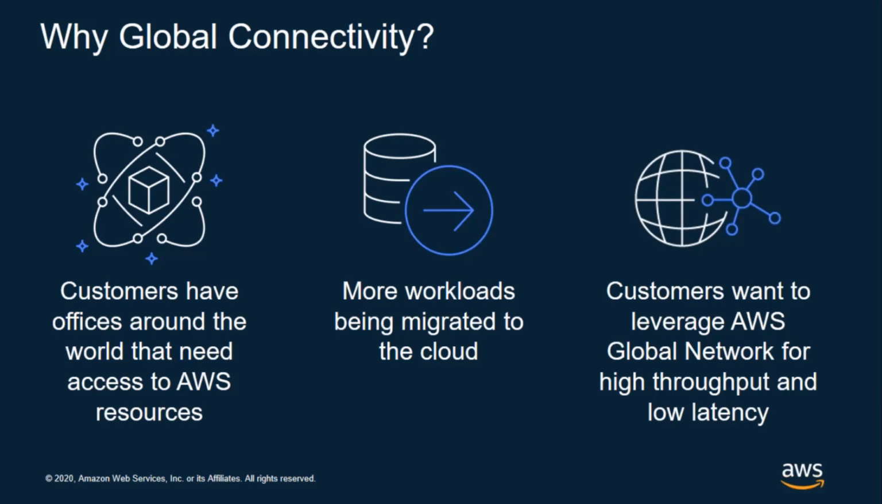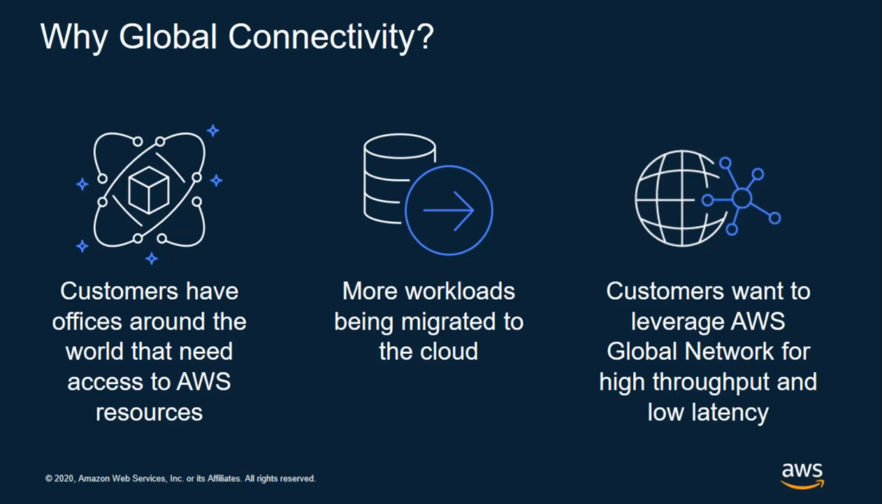The reason why we are looking into global connectivity is because we have seen that many customers have offices around the world, and originally they might have deployed resources on a single AWS region, but as they continue to grow, they have deployed resources in multiple AWS regions, and they want each one of their offices to be able to reach them in the most effective way.